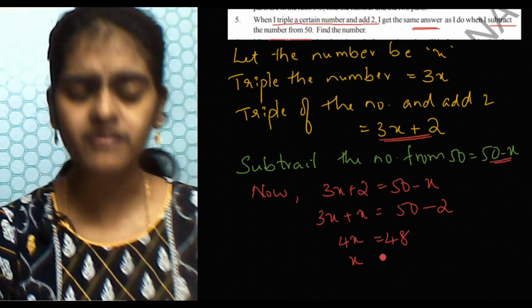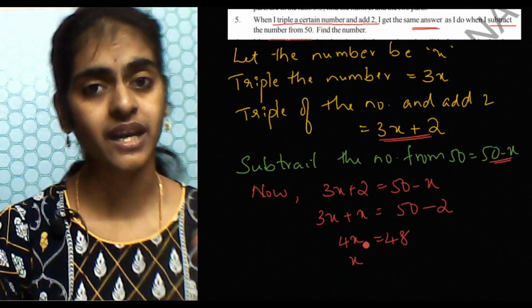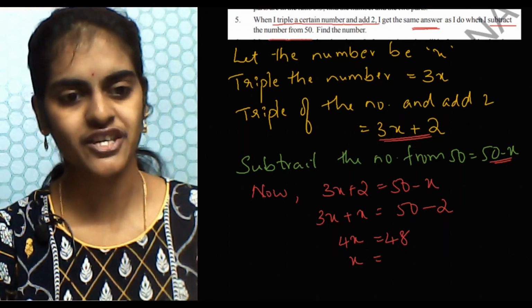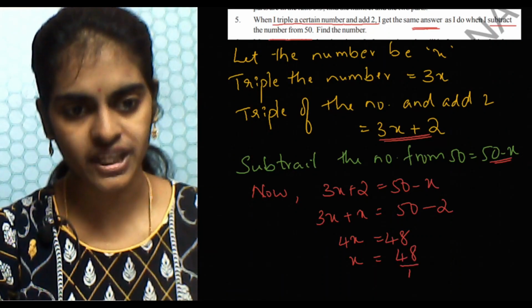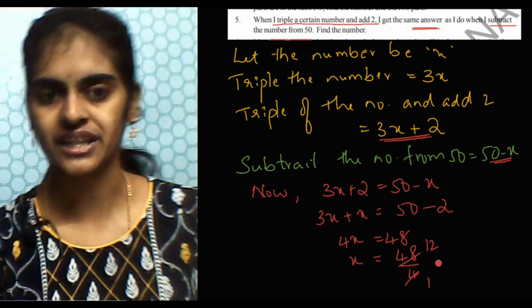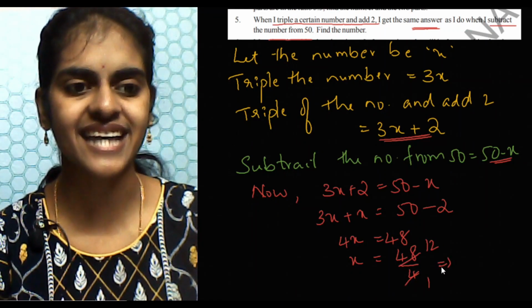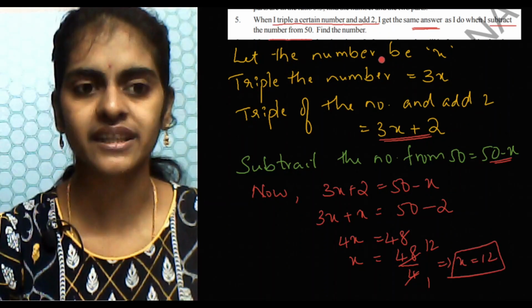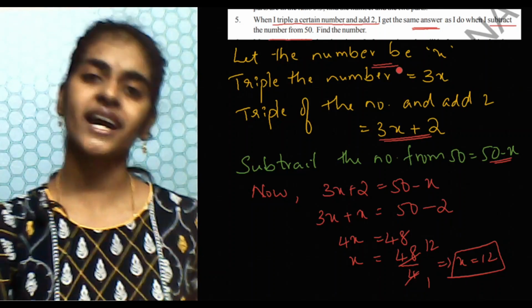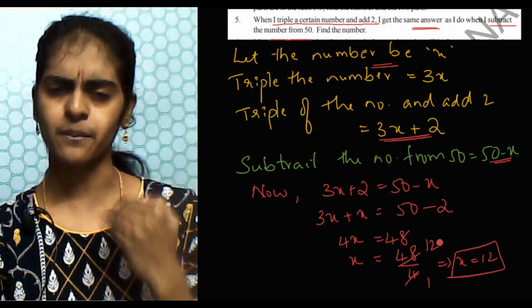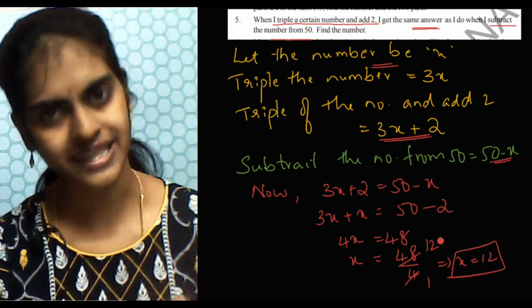I want the value of x. Here 4 is in multiplication. Sending it to RHS, it becomes division. So it is 48 divided by 4. We know 4 ones are 4, 4 twelves are 48, which implies x is nothing but 12. Now what is x? X is nothing but the number, isn't it? So the required number is 12. Clear? Very simple, right? So go step by step. These problems will be very easy. Now let us move on to the next one.